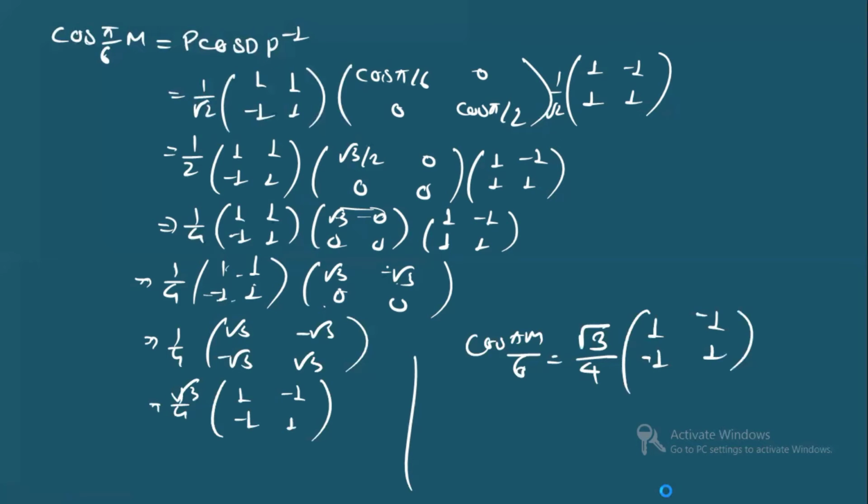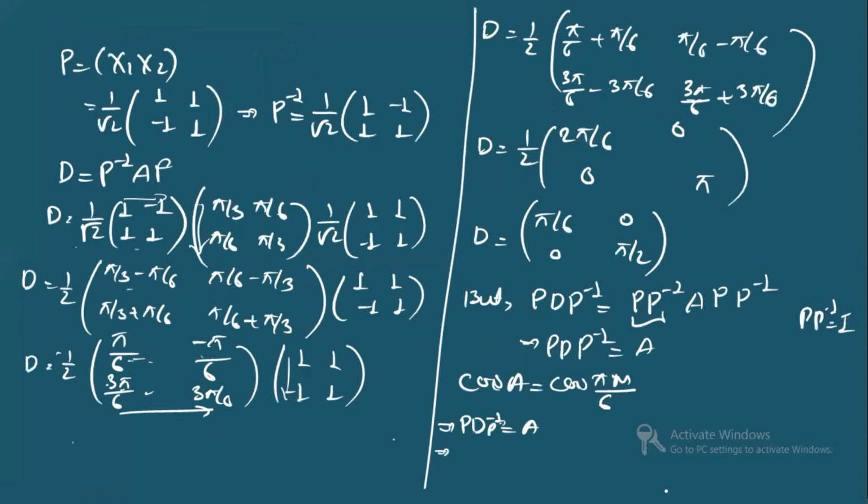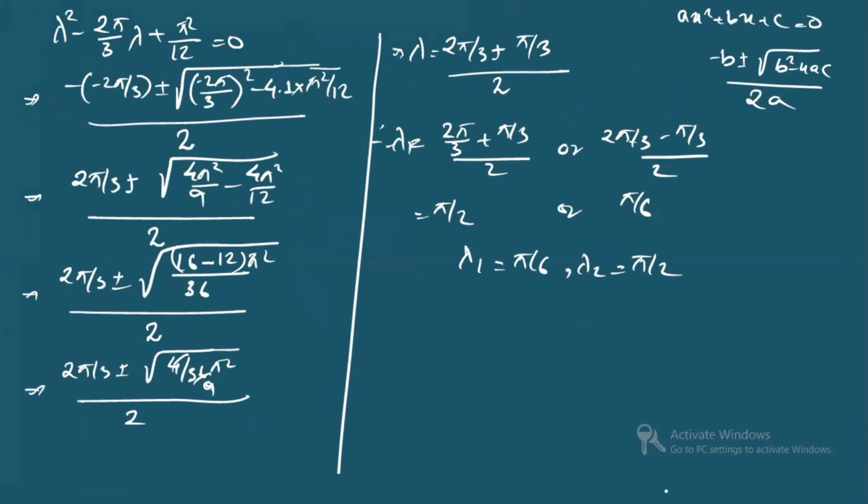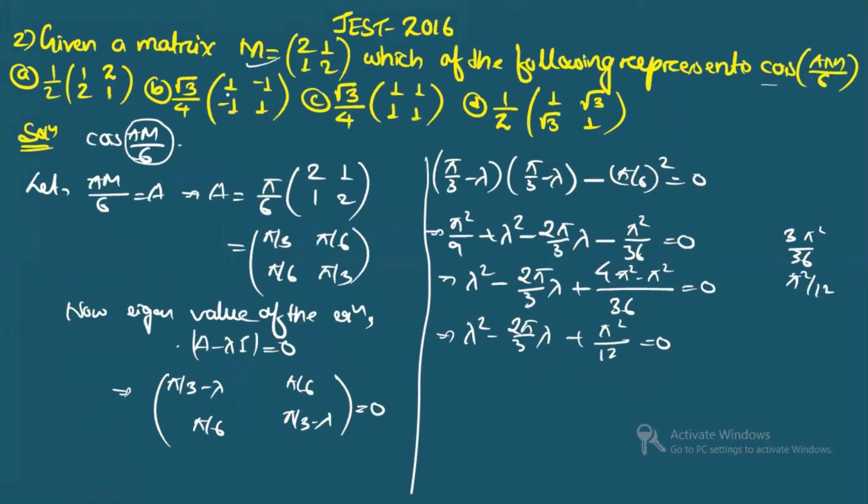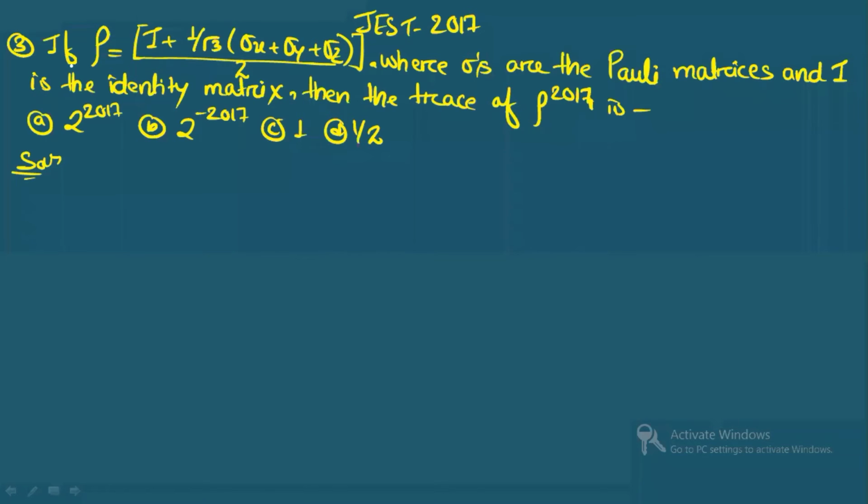Clear? So now let's check the option. It is root 3 by 4, 1 minus 1 minus 1, 1. Right? So the correct option is option B. It's a bit lengthy, but it's not that tough. Now, in the video, you might think that it's very lengthy, but when you do it, you can skip some steps, as I have done each and every step.